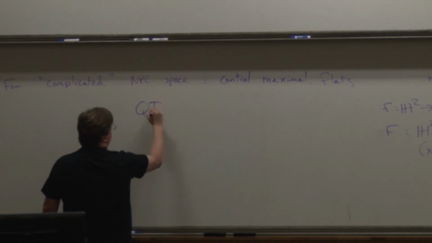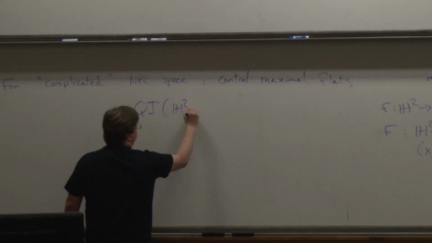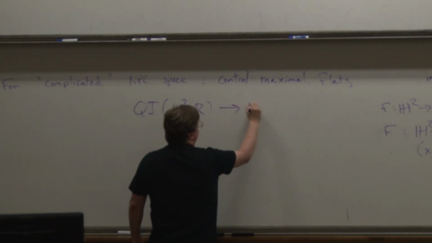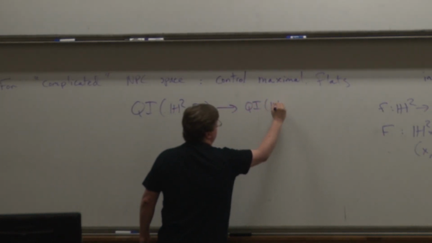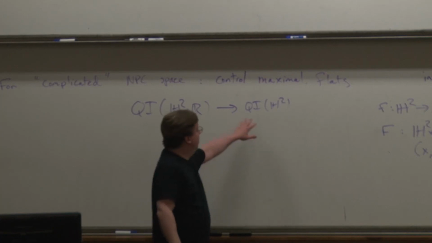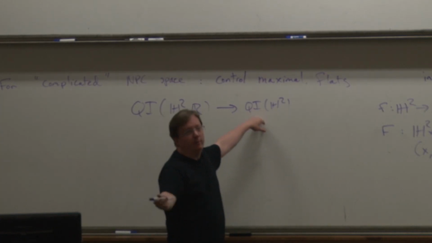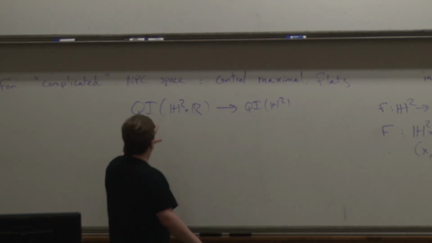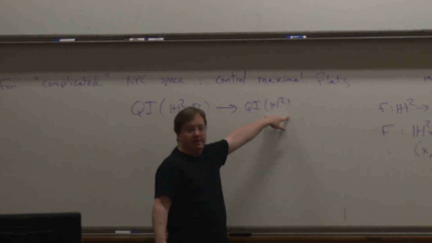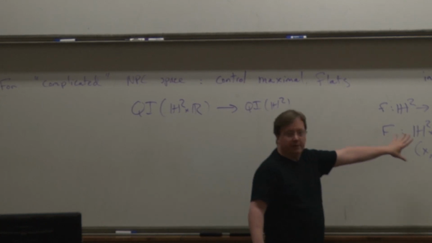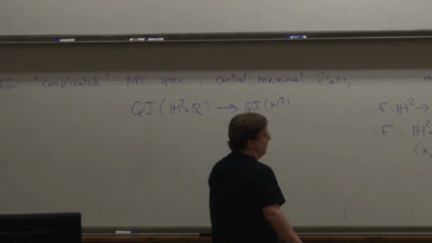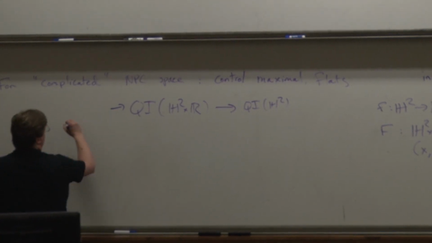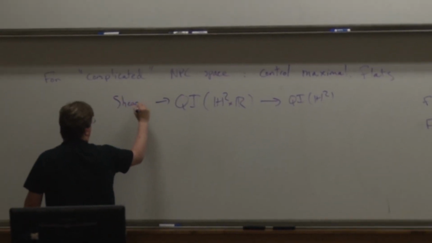There's some map from self-quasi-isometries of H2 cross R, for exactly this reason, down to the quasi-isometries of H2. Of course, you can take any quasi-isometry of H2 and take the product with the identity map back here. And then the kernel, the quasi-isometries that are the identity map on H2, are essentially these kind of shears.